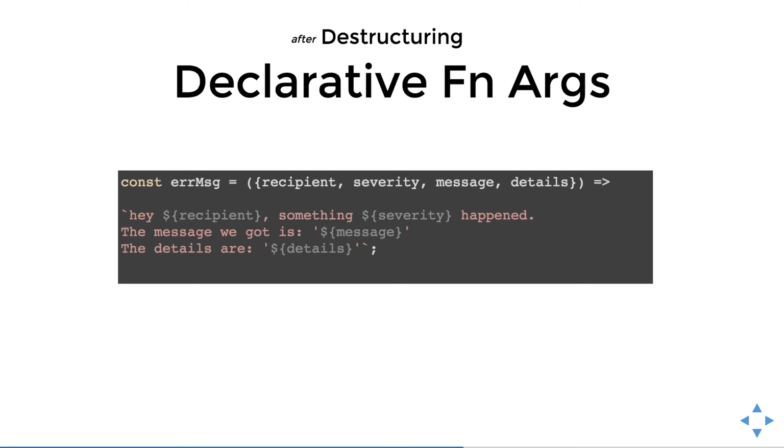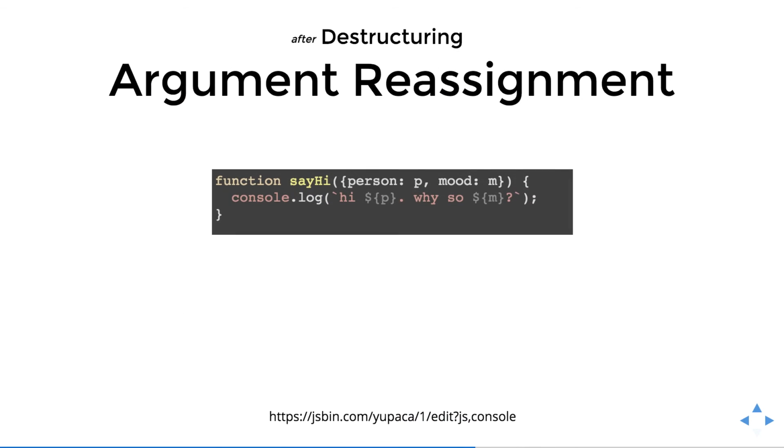Here's destructuring in template strings, where it's a little clearer on what's expected coming in and what it's doing. It's an object coming in, because we're destructuring the thing coming in. And now within our function body, we have these variable names of recipient, severity, message, and details. You're going to see this a lot too. How about we want shortcuts? We want person coming in and mood coming in, but we're going to reassign these to shorter variable names because characters.